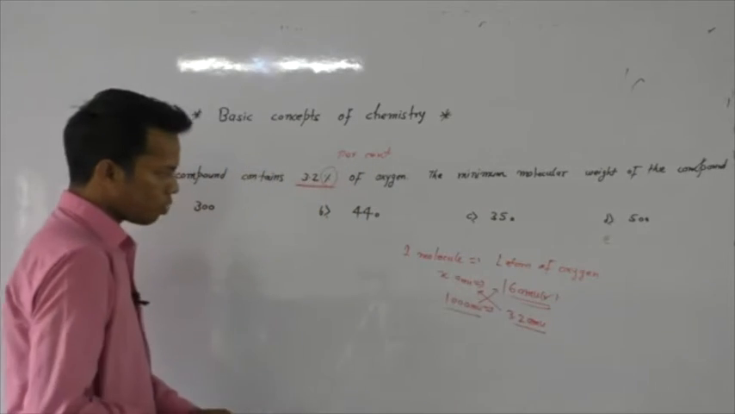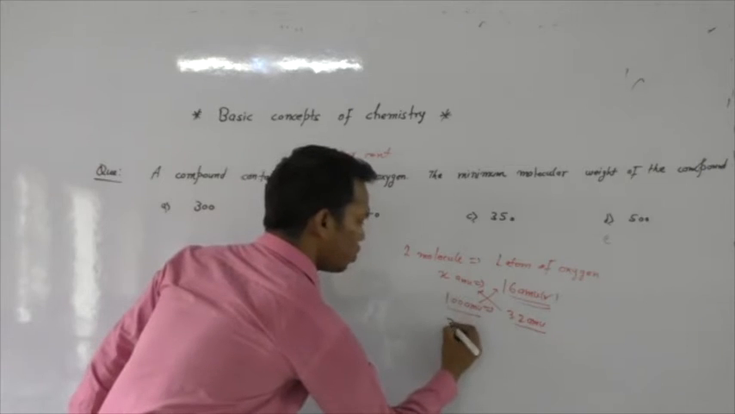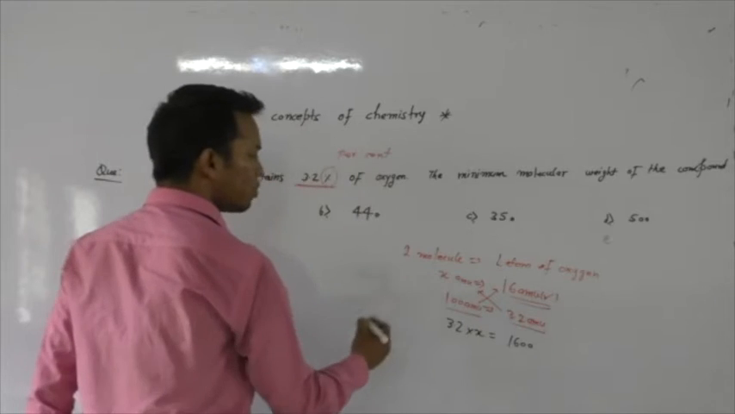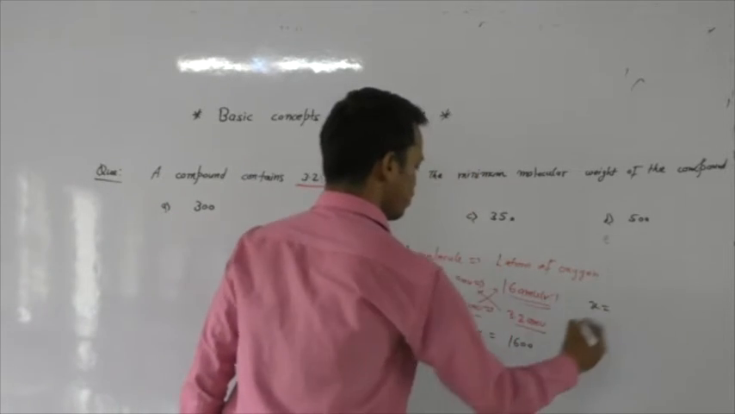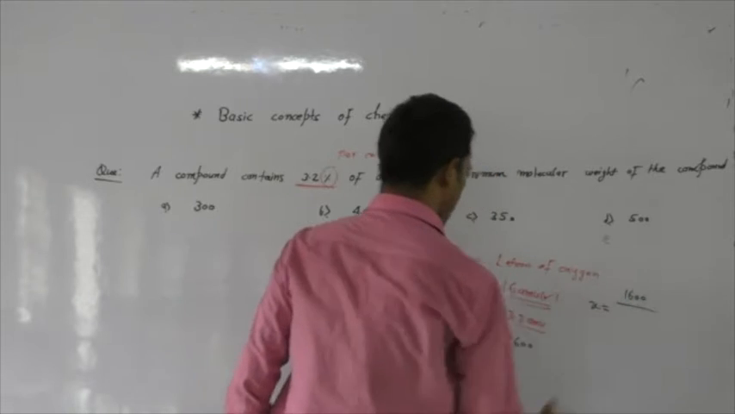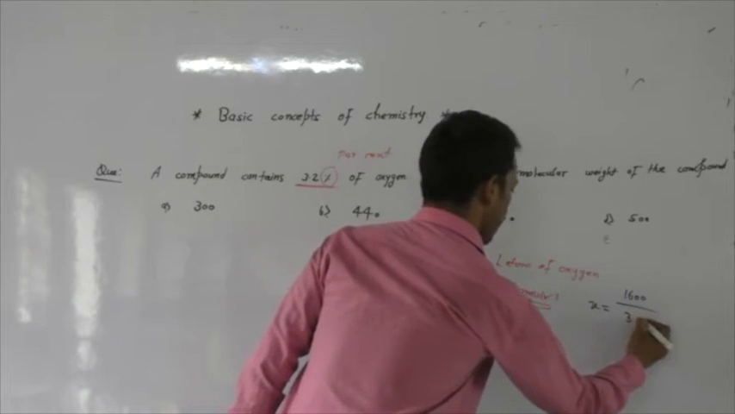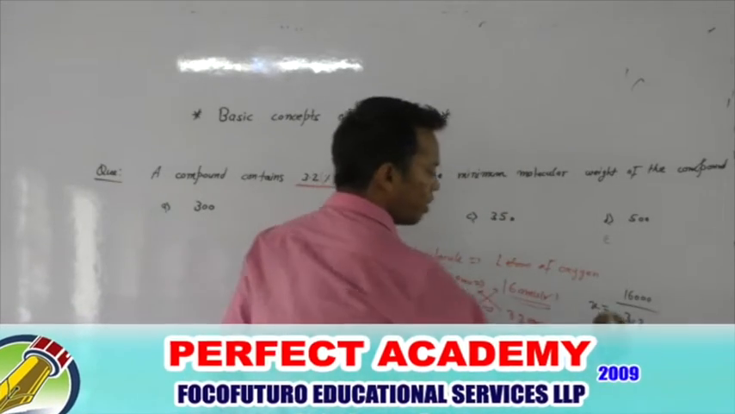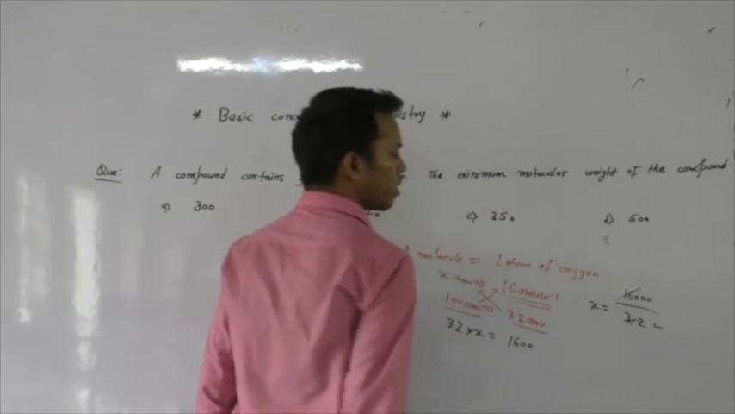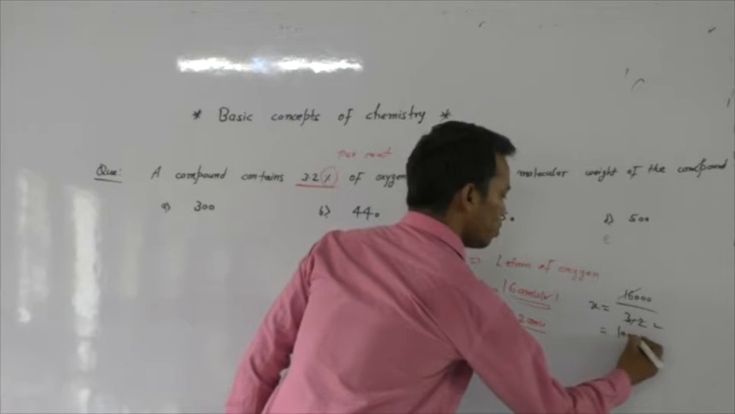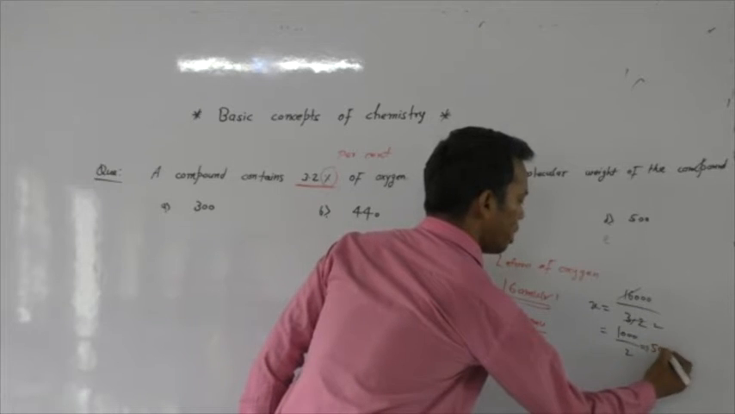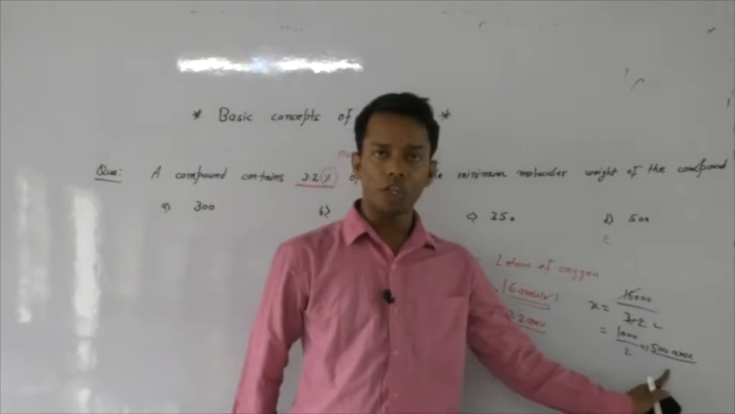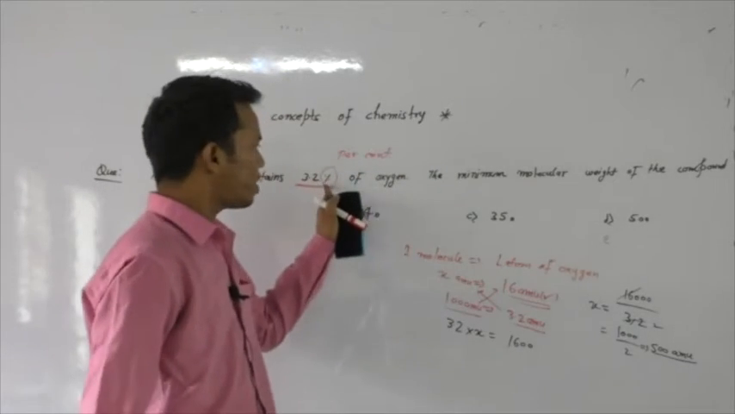What will happen if you do cross multiplication? See, 3.2 into X is equal to 1600. So X is equal to 1600 divided by 3.2. Correct? Now you know 16 into 2 is 32, so 1000 by 2. So it will be 500 AMU. So this is the mass of 1 molecule when 3.2% of oxygen is present.